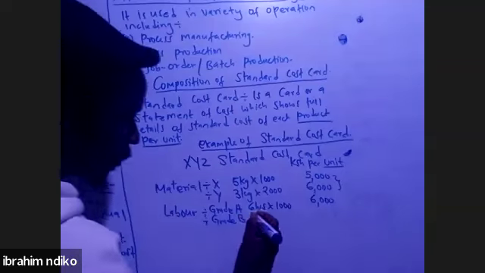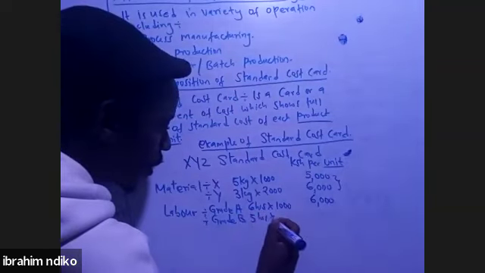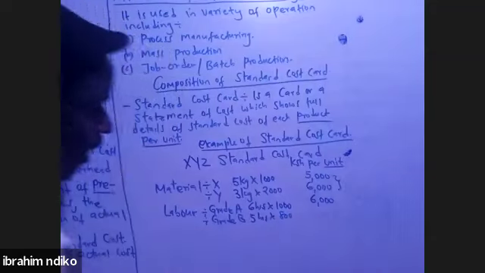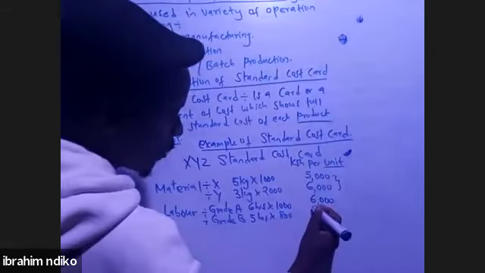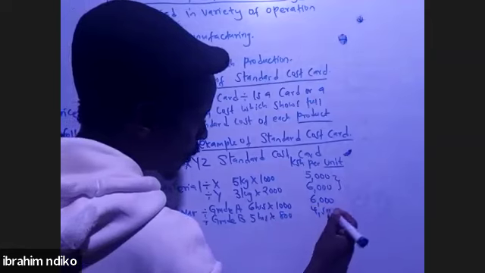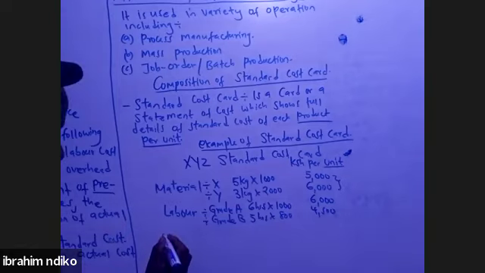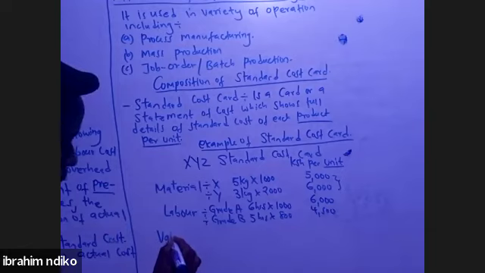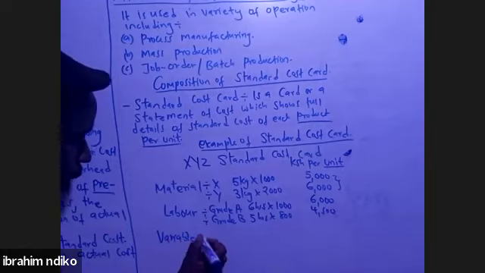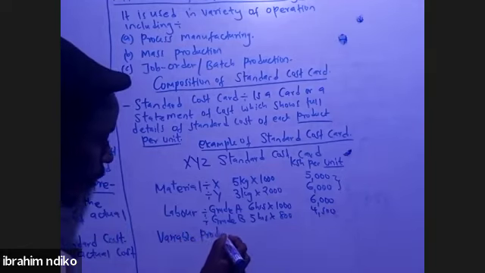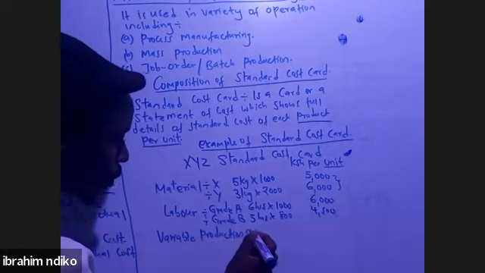Let's say maybe another 5 hours. 800. How much does it come to? 8 times 5, 45. 4,500 per unit. 400 per unit. Then talk about variable production overhead.